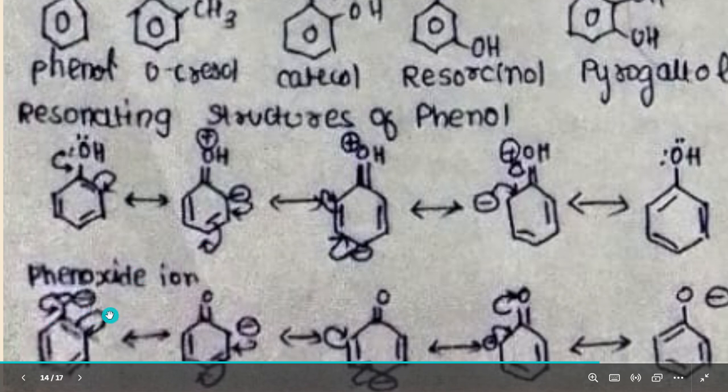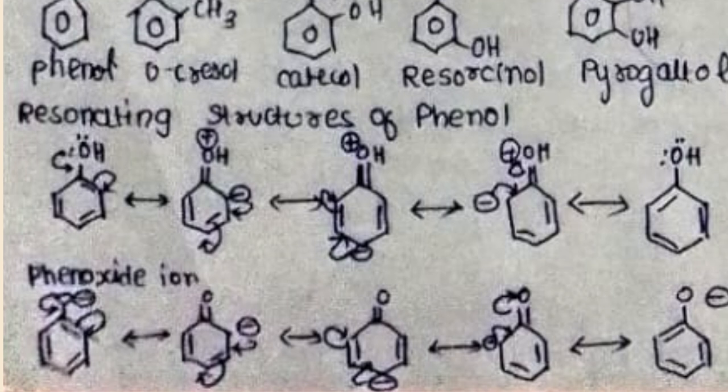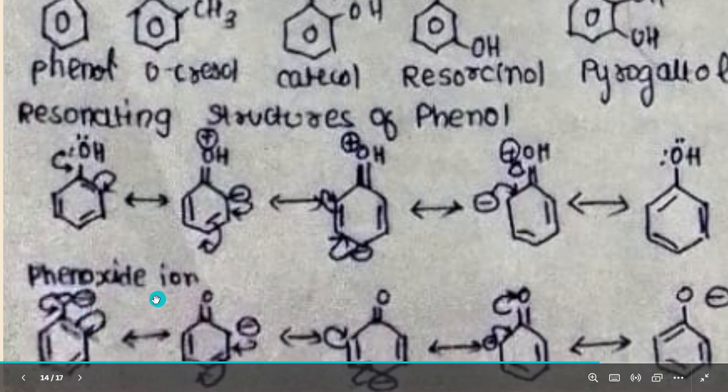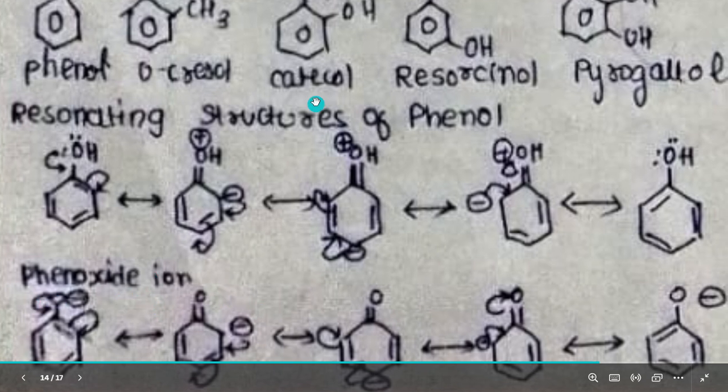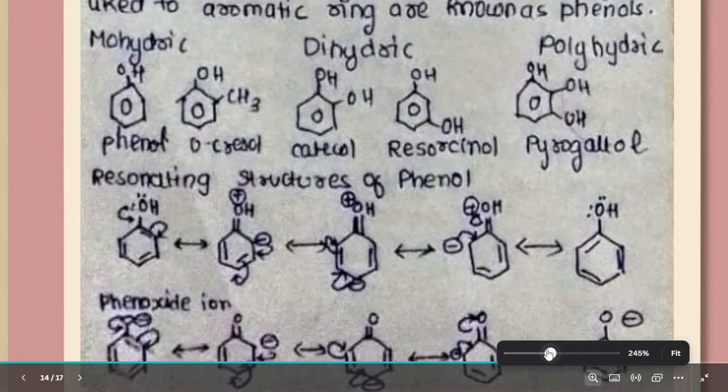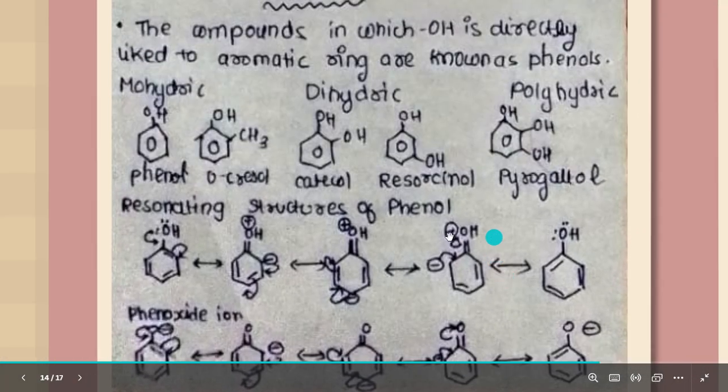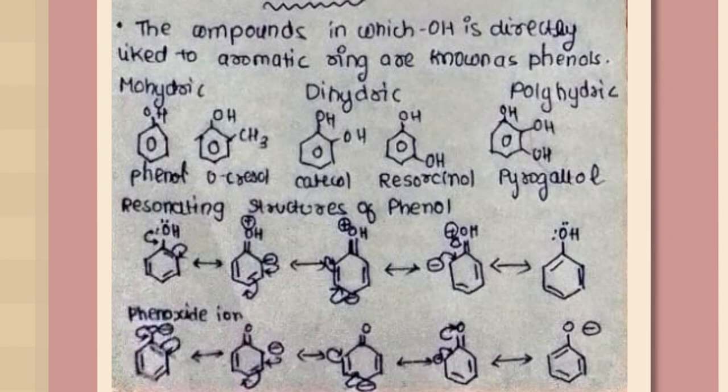Now the same for the phenoxide ion. What is a phenoxide ion? As we saw, what was alkoxide? It was RO minus. Phenoxide is what? Phenol O minus, right? This benzene ring connected to O minus. So this also shows resonating structures. As you can see, the first one has a double bond on this position, then the last one has it in the opposite position. So that is all about the resonating structures of phenol as well as the phenoxide ion. You can have a look.